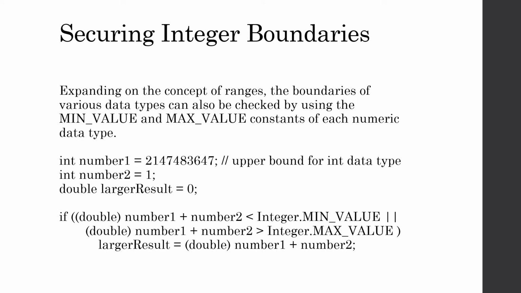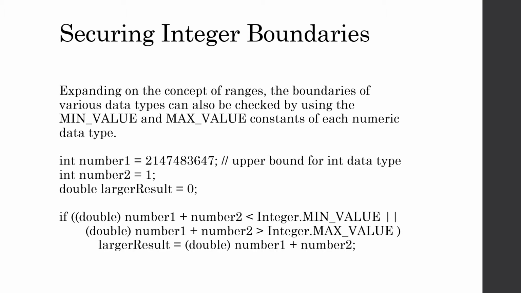We can see two variables right here that we're creating. Both of these are going to be using that int data type. So you've got int number1 and int number2. Number1 is going to have a value assigned to it. It's going to be the maximum value for our int data type, that upper bound of about 2.1 billion. And with number2, we're just going to assign the number 1 to it.